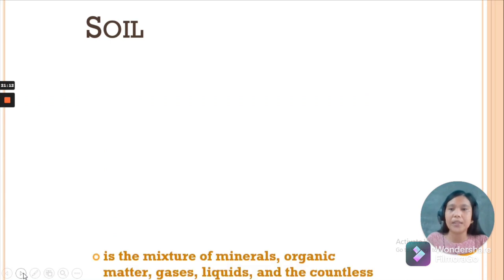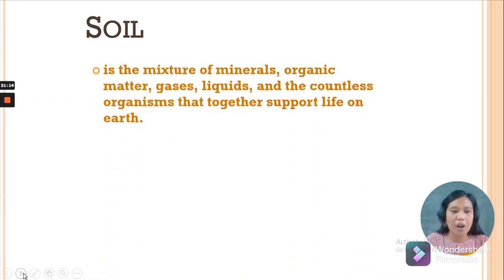Okay, soil. What is a soil? First, it is a mixture of minerals, organic matter, gases, liquids, and the countless organisms that together support life on Earth. Now, so, that is the soil we just step on. It is a complex system. It is not simple, it is complex, because you can see right away when you look at it with your eyes.